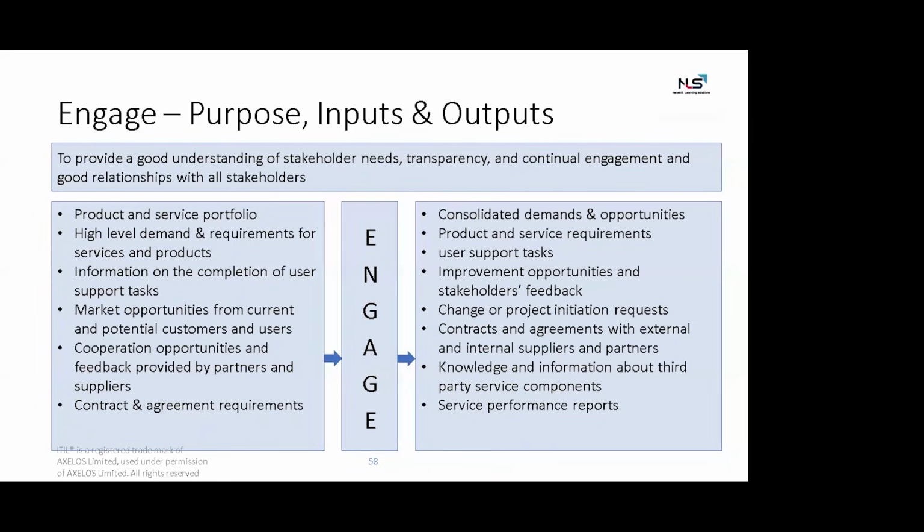So any question on engage phase? Any scenario you want to discuss? Not now, sir. Samir, Nikhil? Not now. No, I'm good.